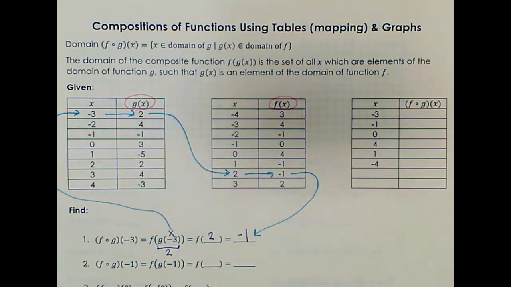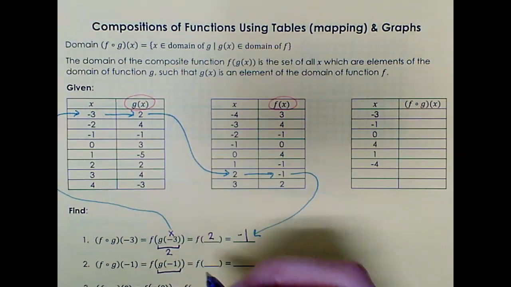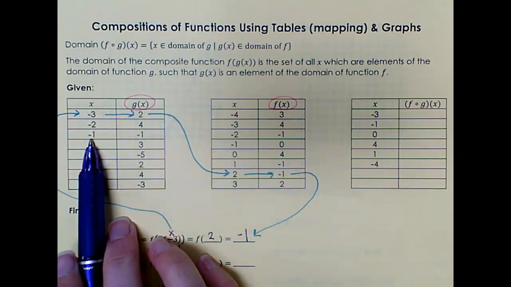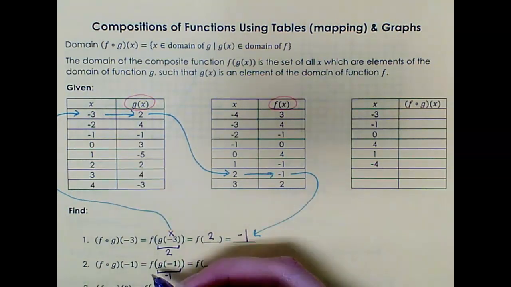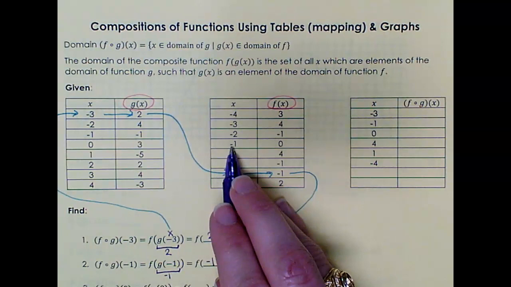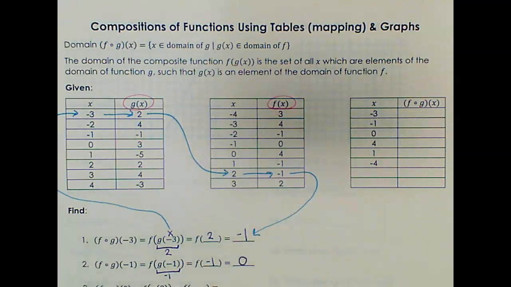So let's try another one. Let's try f of g of -1. I'm going to go find g of -1. -1 is my x. So here's the g function. X is -1 right here. G of -1 is -1. So now I'm finding f of -1. I'm going to go to the f function. X is -1 here, and f of -1 is 0. So the composition f of g of -1 is equal to 0. Why don't you pause your video and try number 3.